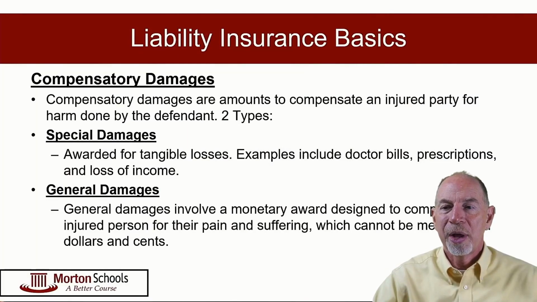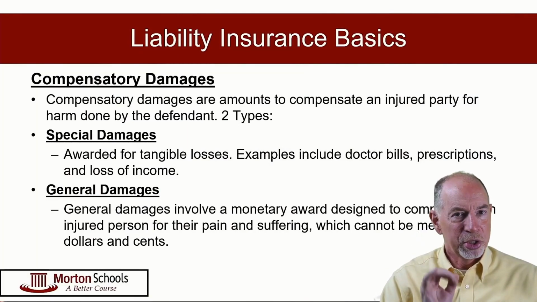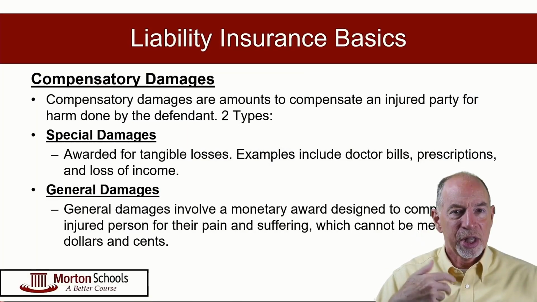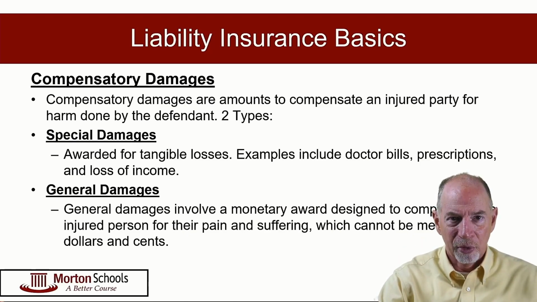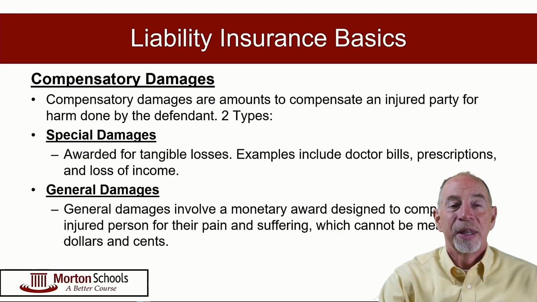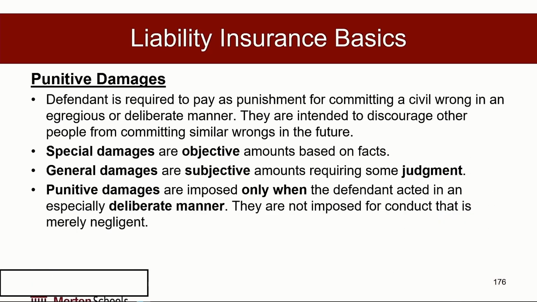That helps us remember that what? General damages do not have a receipt. That's for pain and suffering. Special damages does have a receipt, and that's things like doctor's bills, prescriptions, and loss of income. Now, the courts can also award punitive damages, but remember that punitive damages are never paid by the insurance policies.